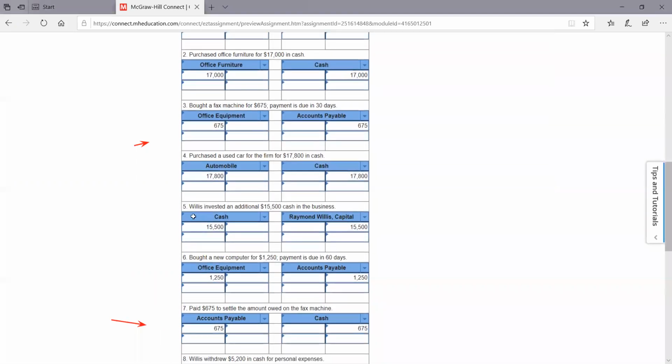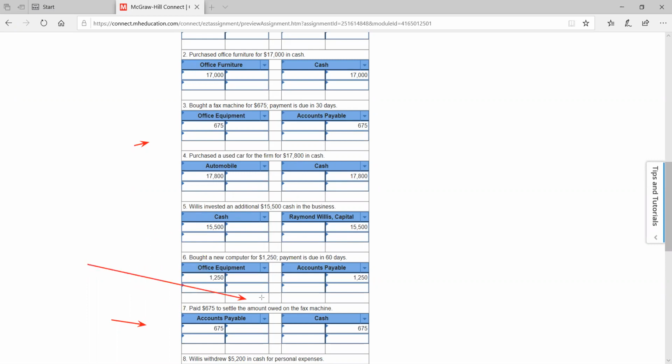On 4, I'll just leave these illustrations up on this one. 4, you bought a used car for $17,800 cash, so you debit auto, credit cash. 5, another investment in the business, you debit cash, credit capital. 6, bought a new computer, payments due in 60 days, again, office equipment debit, credit accounts payable.